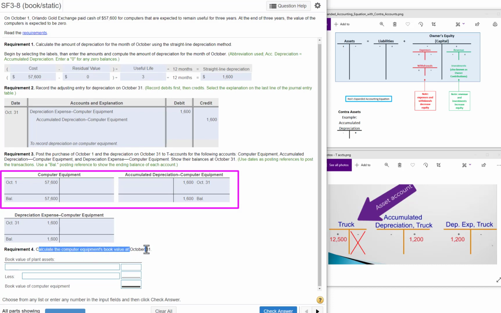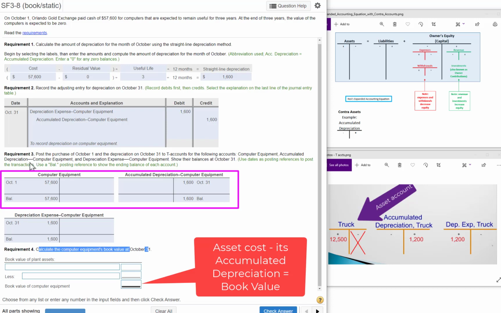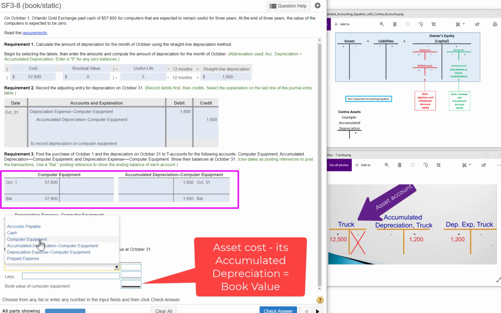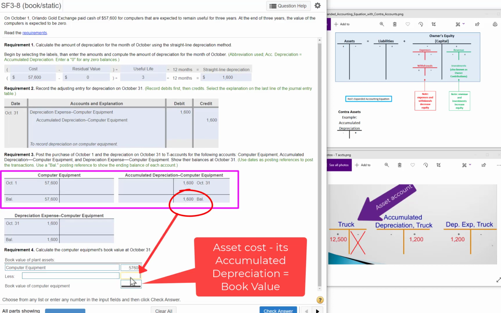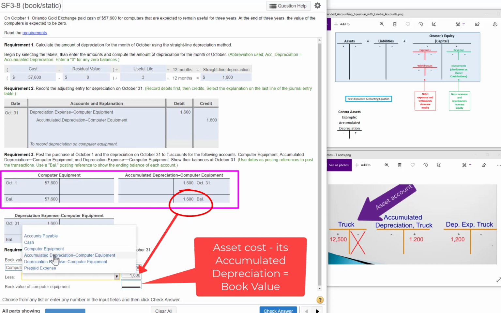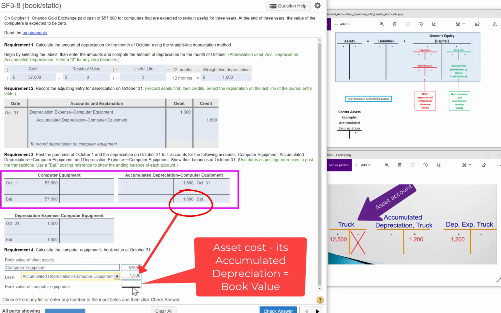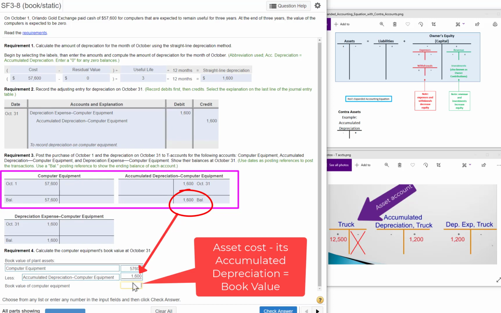So do you remember what the formula is for book value? It's the cost of the equipment minus the accumulated depreciation. So cost of the equipment is 57,600 less this 1,600, which is accumulated depreciation. It's not depreciation expense, it's accumulated depreciation. So then we do the math. 57,600 minus 1,600 gives us a book value of 56,000.